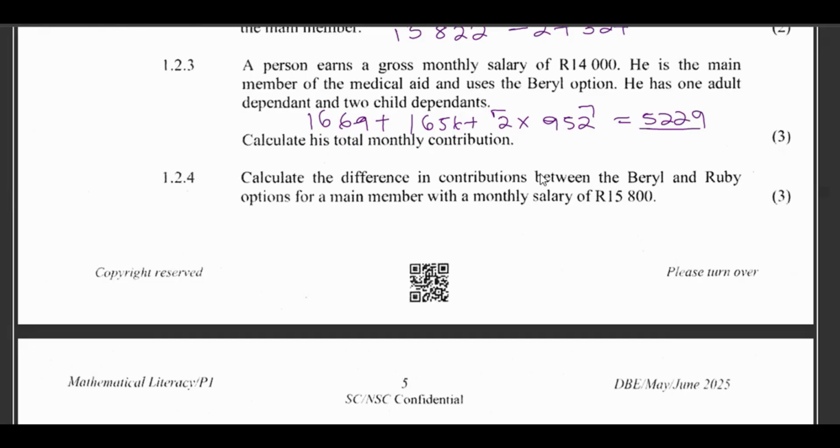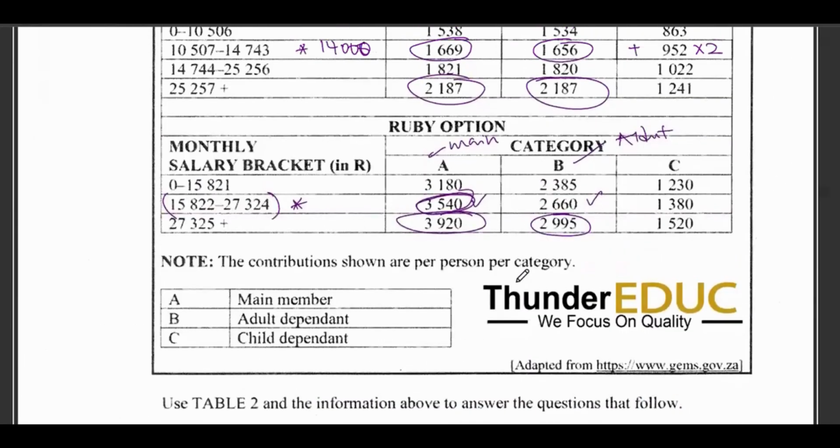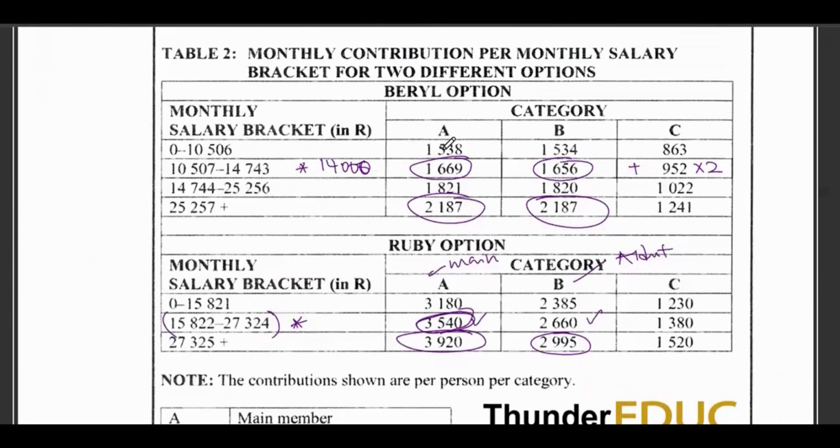What were they looking for? The monthly contribution. This is it, the monthly contribution. Why do we say that this is the monthly contribution? When you look at the table, it tells us all the values here are monthly contributions. Monthly contributions per monthly salary bracket for two different options.